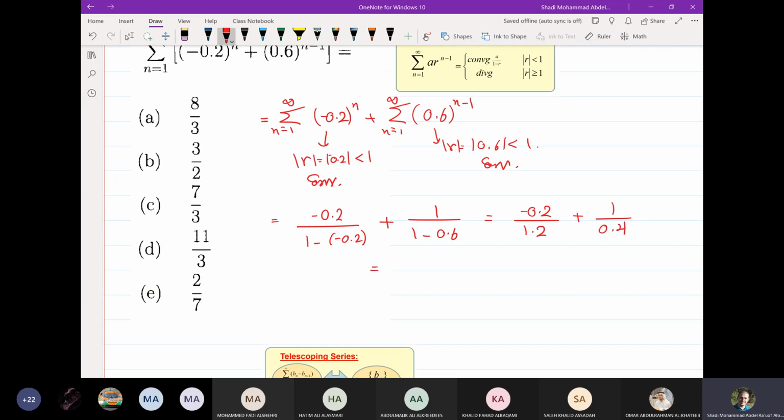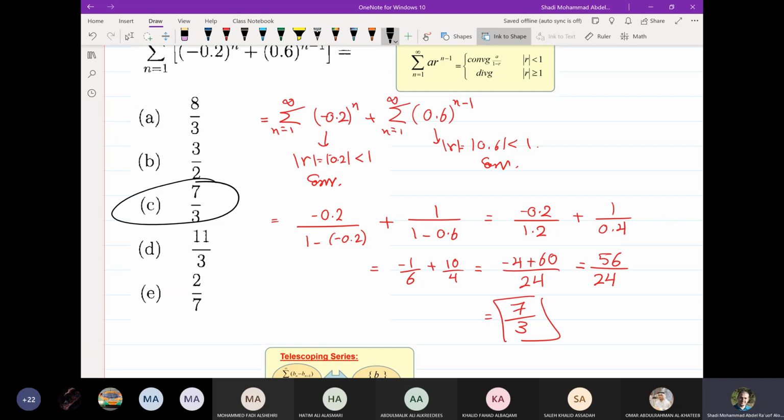Which is equal to minus 2 over 12, which is minus 1 over 6, plus 10 over 4. And this will be minus 4 plus 60 over 24, which is equal to 56 over 24. Can I simplify it? Yes, sure, by dividing by 7 up and down. If you divide by 8, it will be 7 over 3. So the solution here will be 7 over 3.